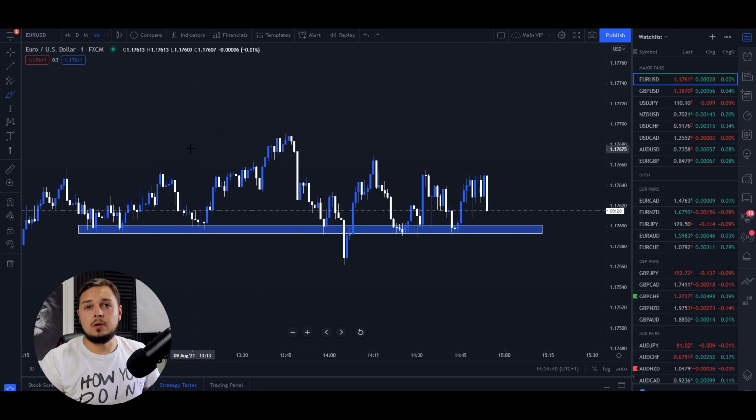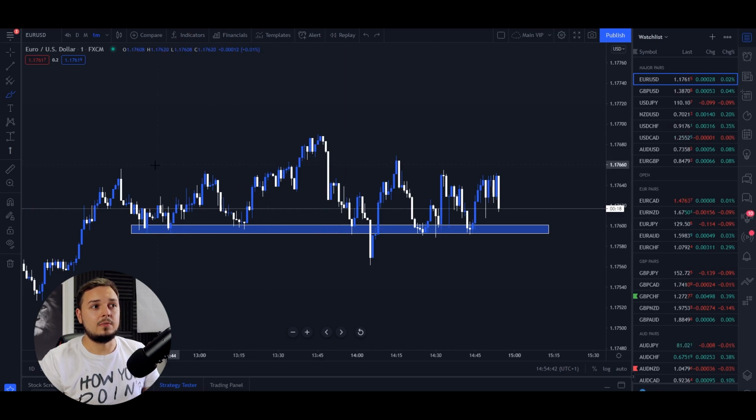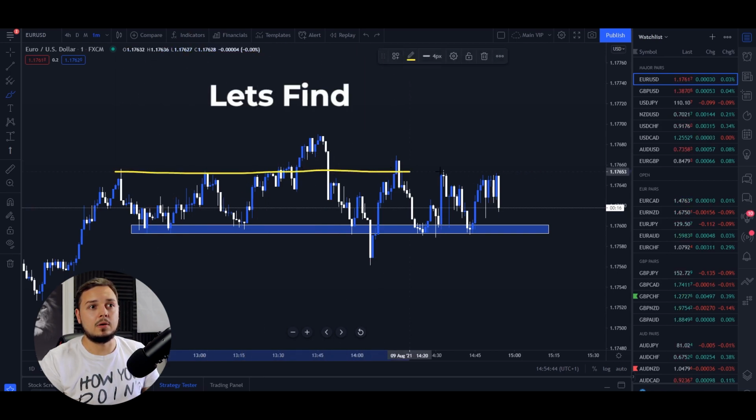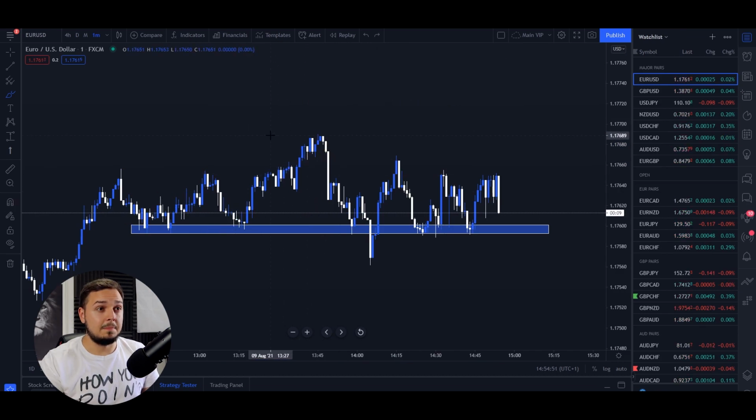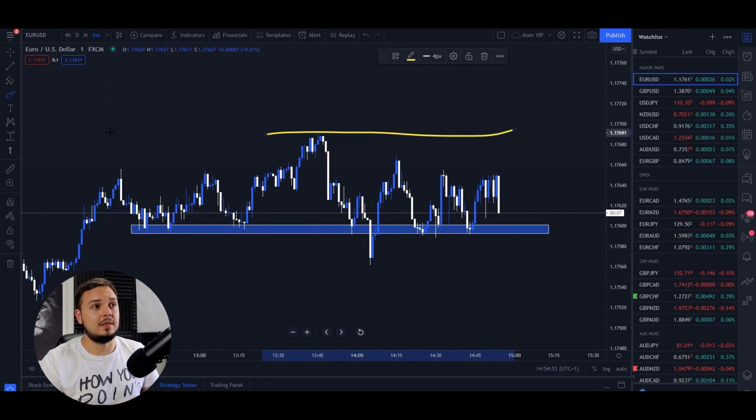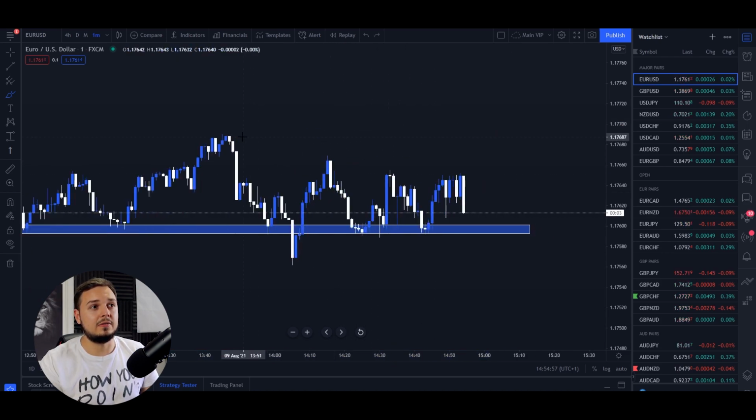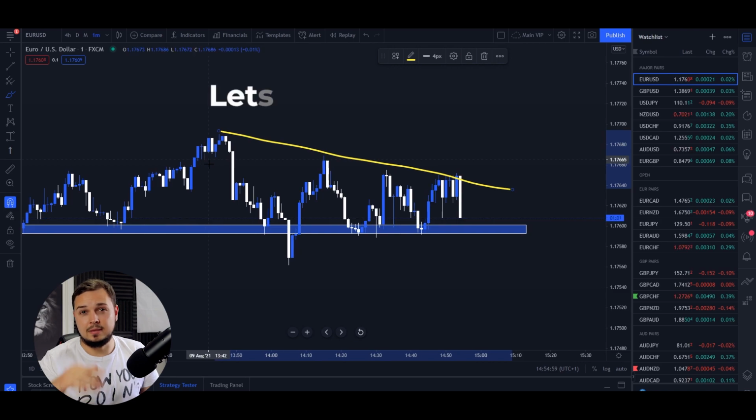Now, the same thing goes for the resistance. Where is an area of resistance? We can see a nice area of consolidation over here. We had a little false breakout. Some people like to put their resistance at the biggest top level, but I wouldn't do that because we are seeing a nice downtrend as well.